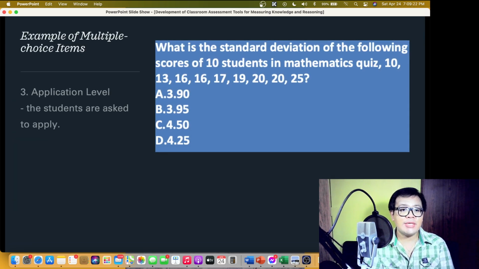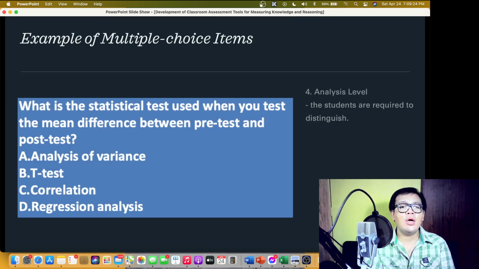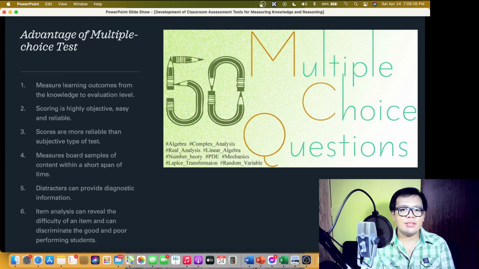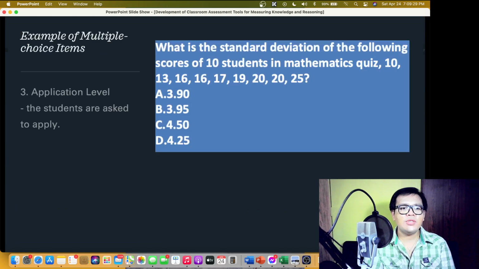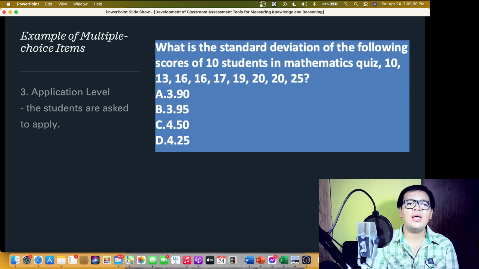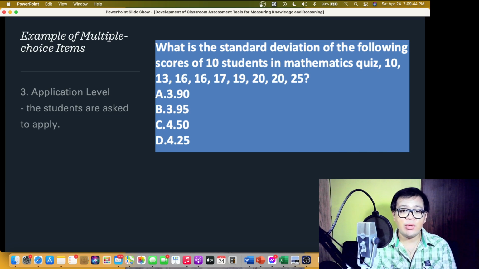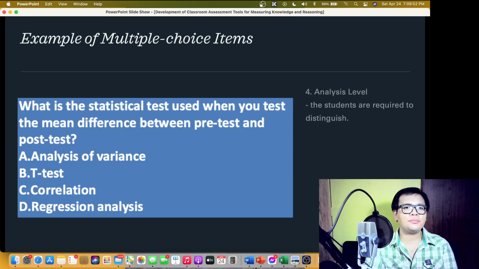Example of a multiple choice item which is an application level, the students are asked to apply. What is the standard deviation of the following scores of 10 students in a mathematics quiz, which is 10, 13, 16, 16, 17, 19, 20, 20, 25? So is the answer letter A, 3.19, B, 3.95, C, 4.50, and D, 4.25.